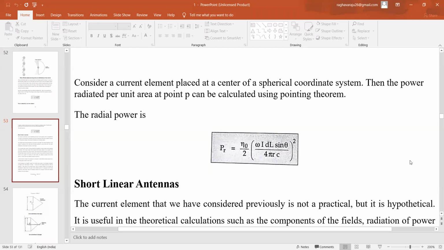So the radial power here is indicated by eta naught by 2, omega I deal sin theta by 4 pi R square.